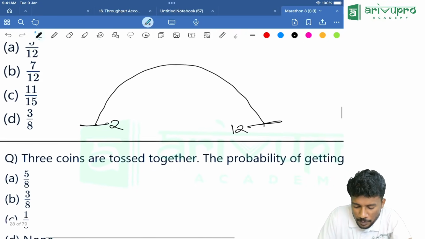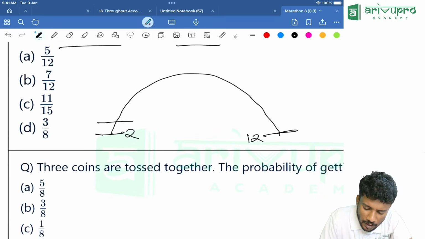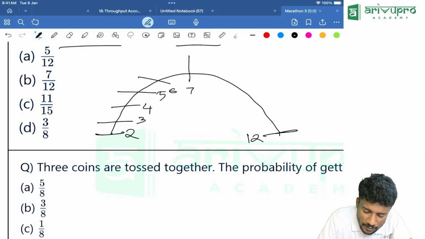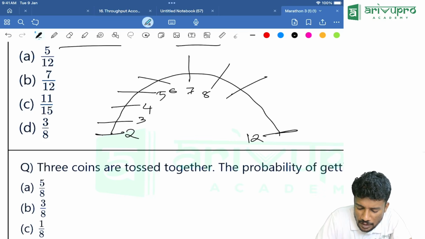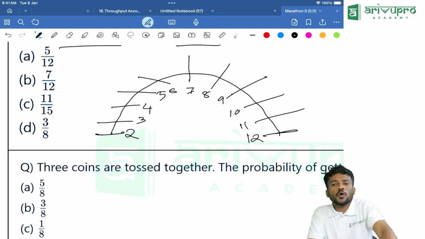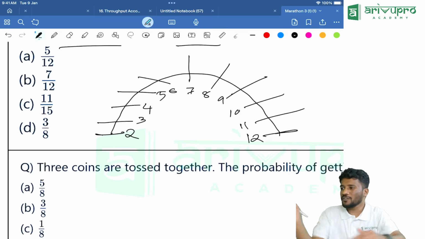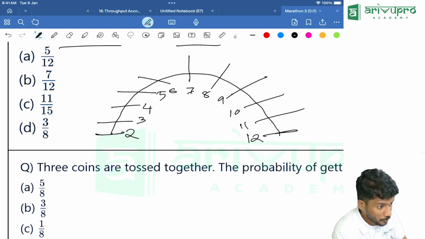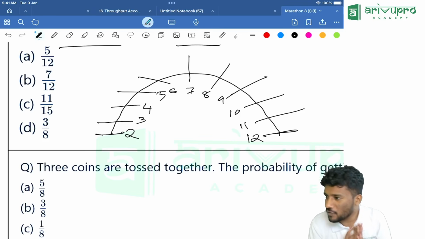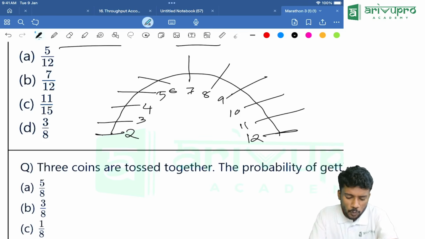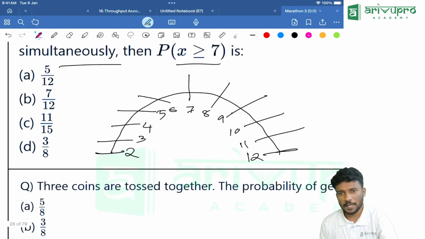So if you remember or have watched this class, the next number is 3. Next number is 4. Next number is 5. Next number is 6. Then 7 is there. 8 is there. 9 is there, 10 is there, 11 is there. Any sum more than 12 is possible? No. Maximum sum we can get is 12. Any sum less than 2 is possible? No. The minimum sum we can get is 2.